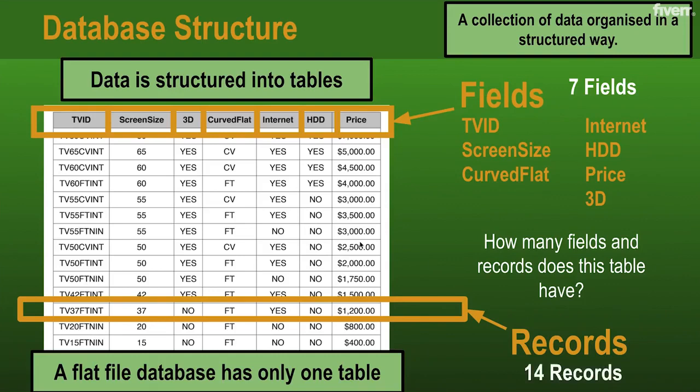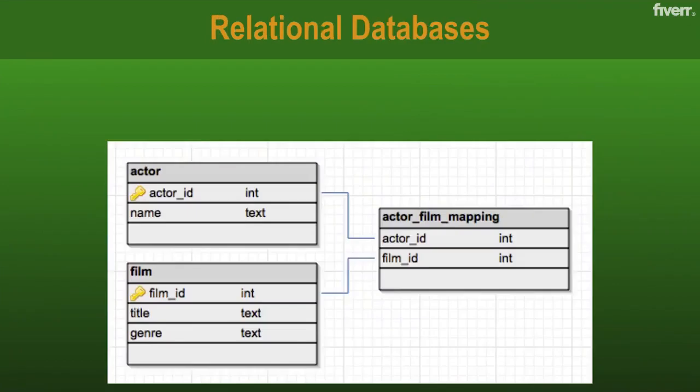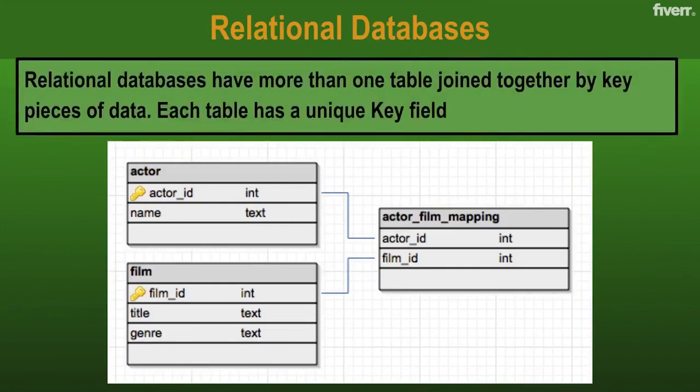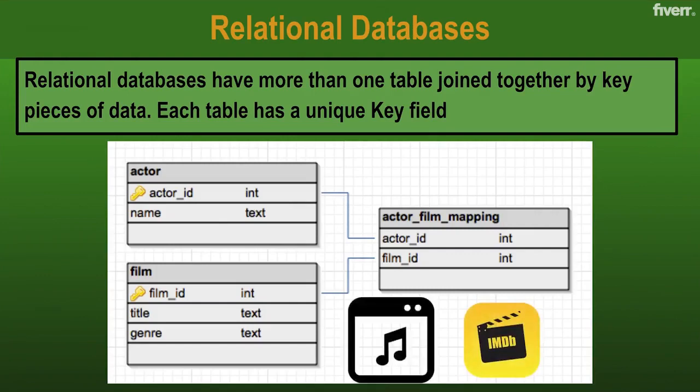Now we mentioned that a flat file database has one table. Well, a relational database has more than one table. So they have 2 or more tables that are joined together by key pieces of information. Take a look at these tables down here. This is an example of maybe something like IMDb, or it could also apply to maybe music libraries.